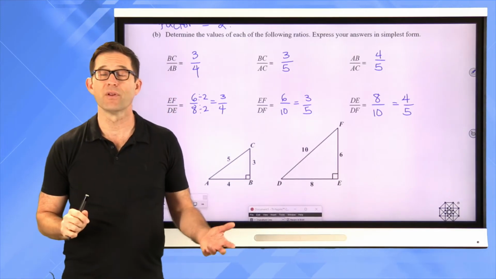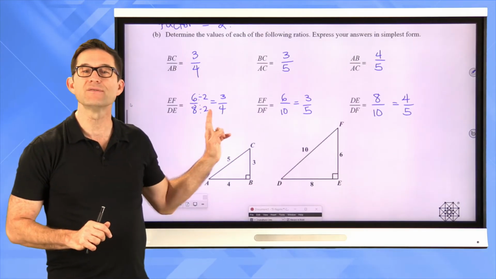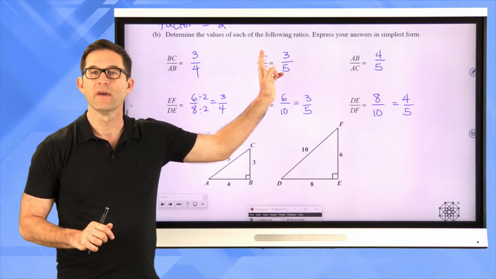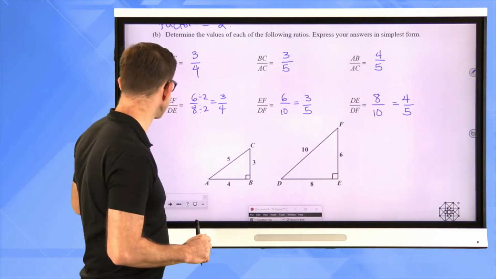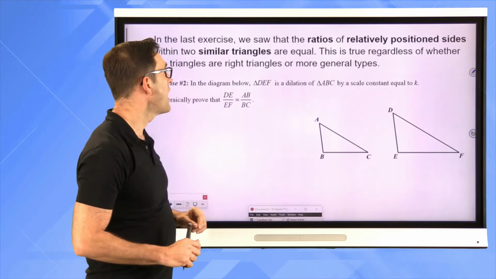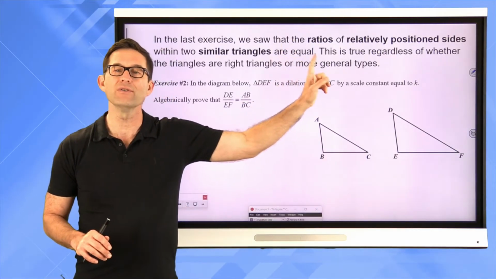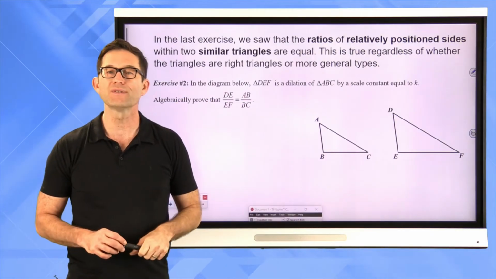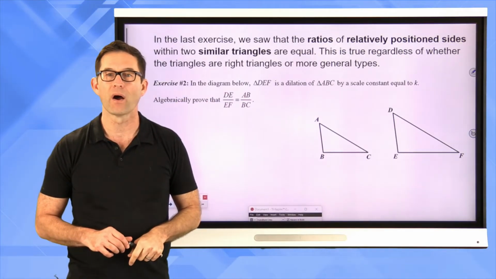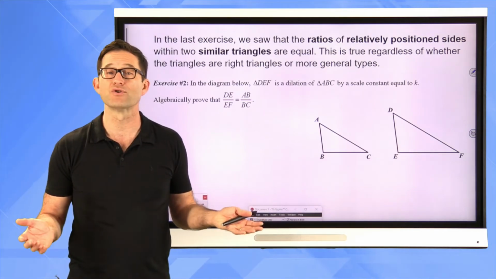All right, simple enough. And you can probably see the point. Each of these two ratios is equal to 3/4. Each of these is equal to 3/5. Each of these is equal to 4/5. And what we're getting at here is that in that last exercise, we saw that the ratios of relatively positioned sides within two similar triangles are equal. This is true regardless of whether the triangles are right triangles or more general types.